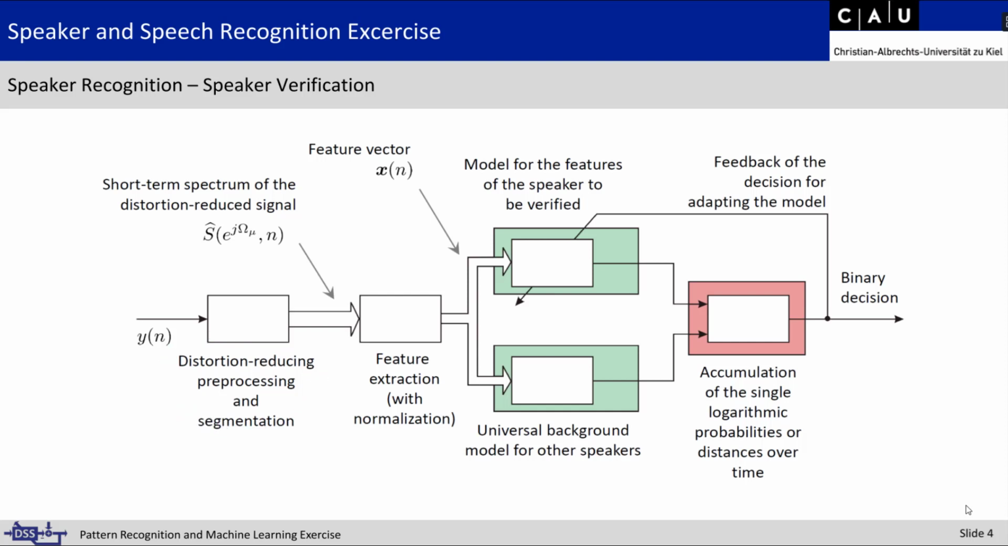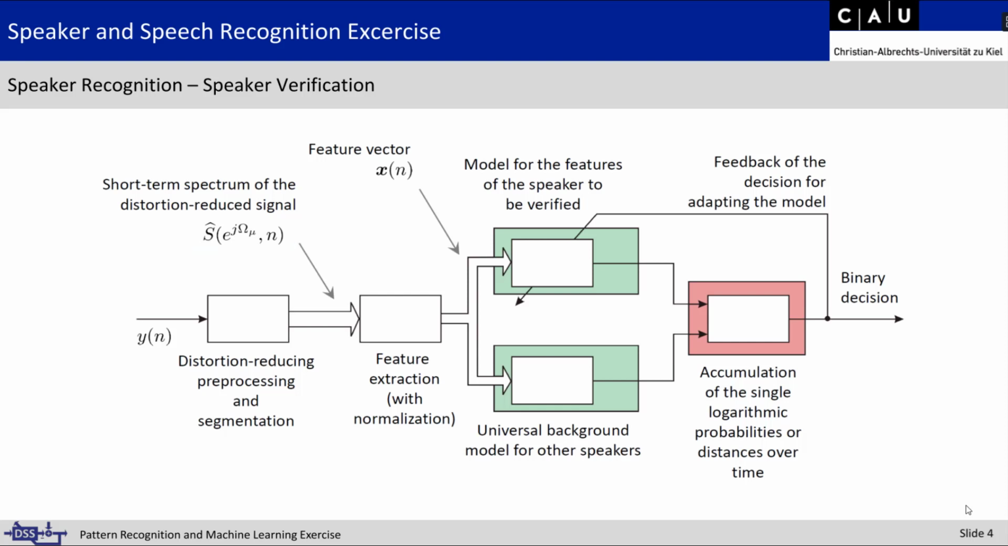This is often done by going into the frequency domain, and this is done with a short-term Fourier transformation. So afterwards we have our estimated short-term spectrum of the signal that is hopefully better than the input signal before.